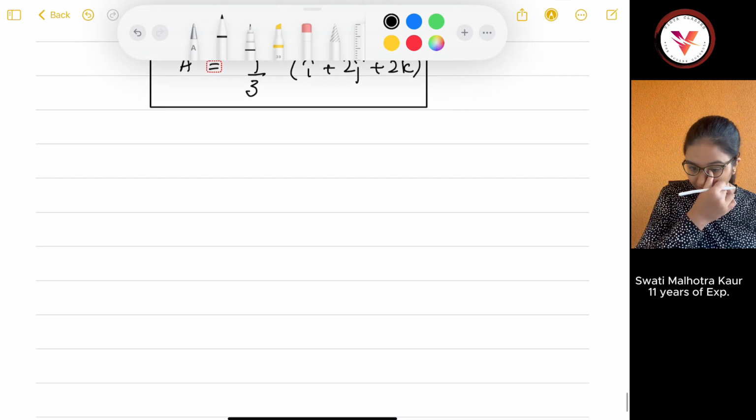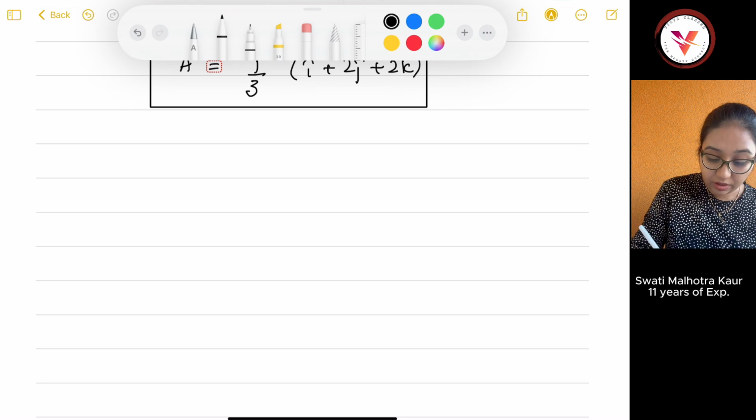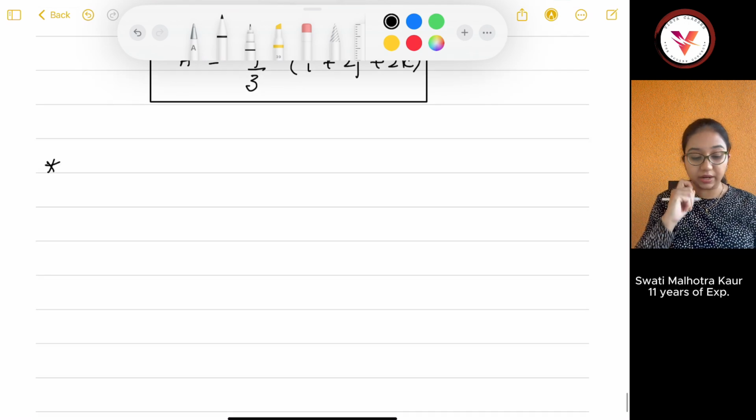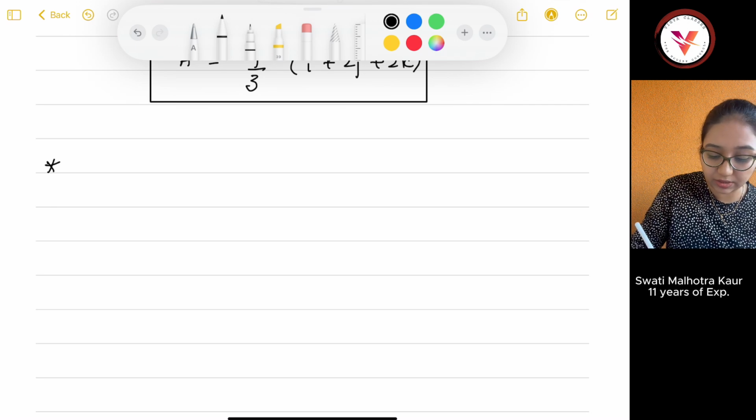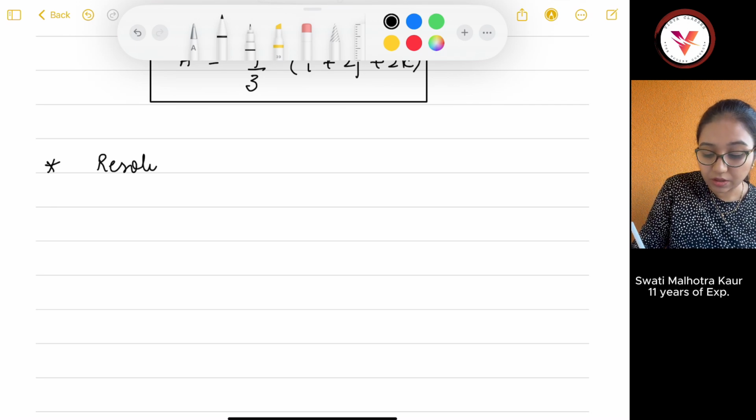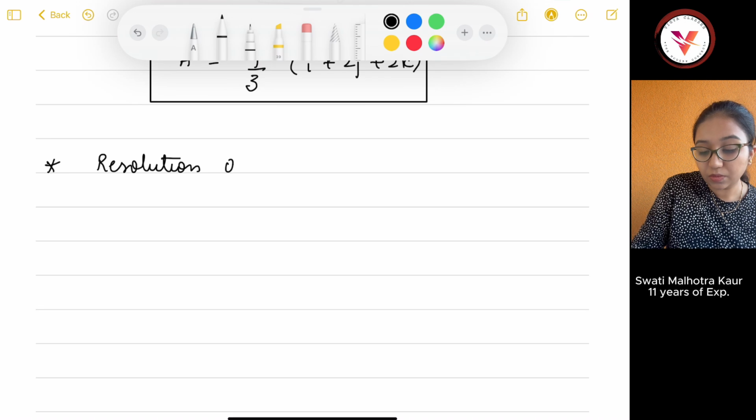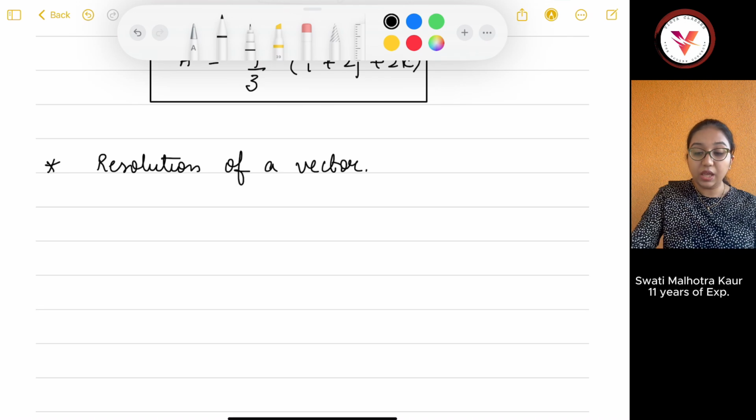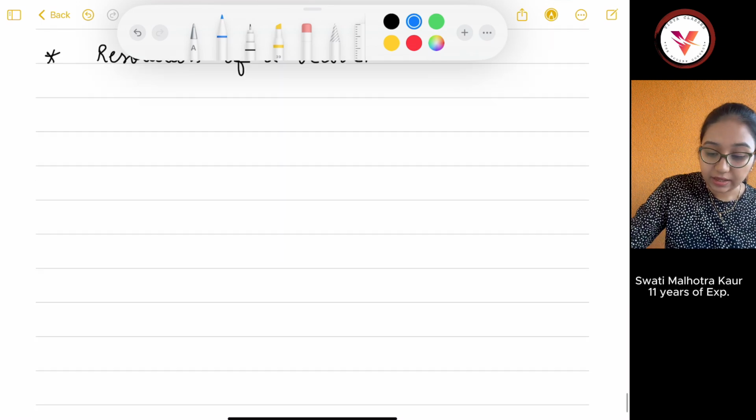Now if we move forward and understand the component and the resolution of a vector, what is its meaning? Resolution of a vector. Okay, it's simple.